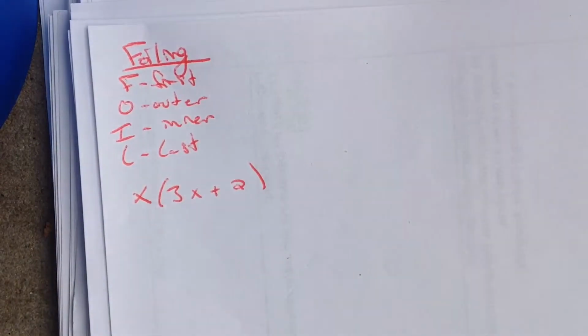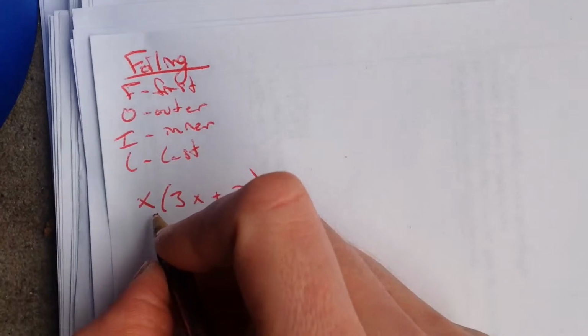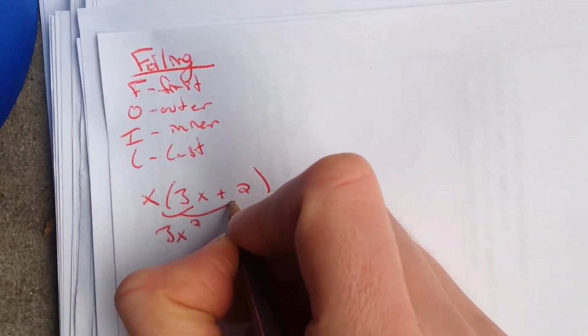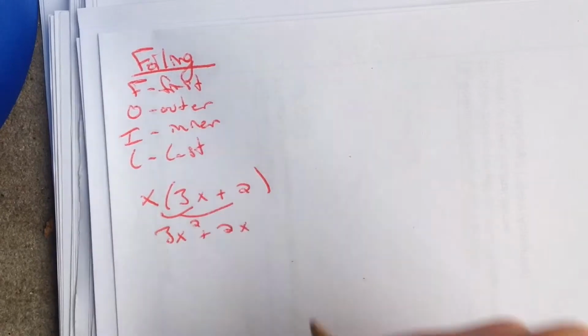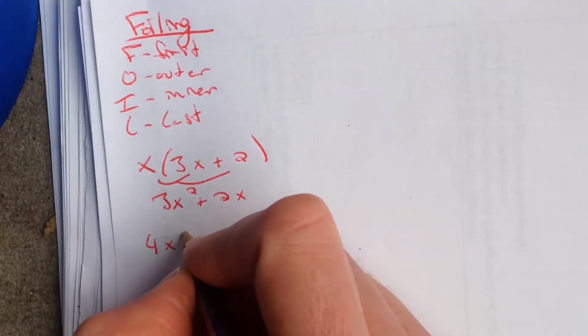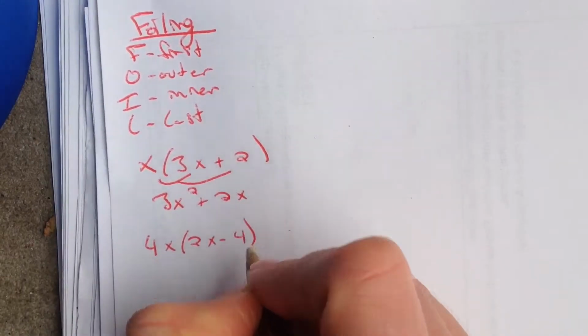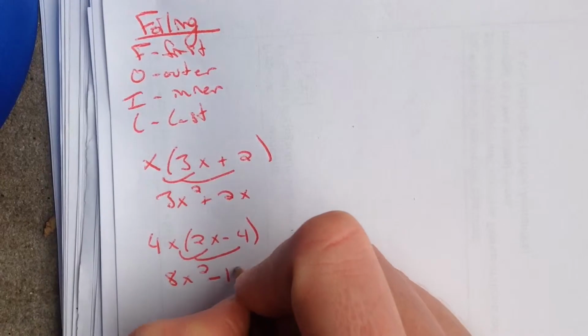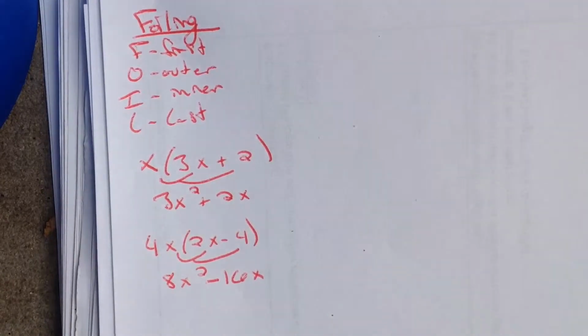If I wanted to distribute something like this, I would say, well, x times 3x is 3x squared, and x times 2 is plus 2x. Or something like 4x times 2x minus 4 becomes 8x squared minus 16x.